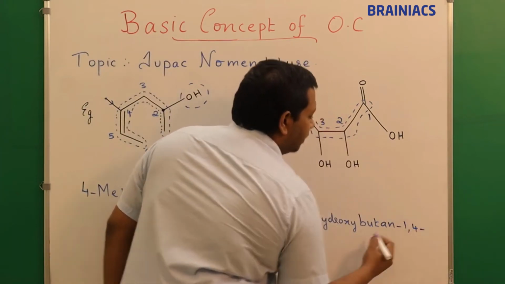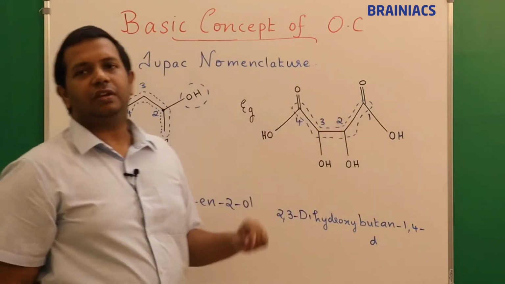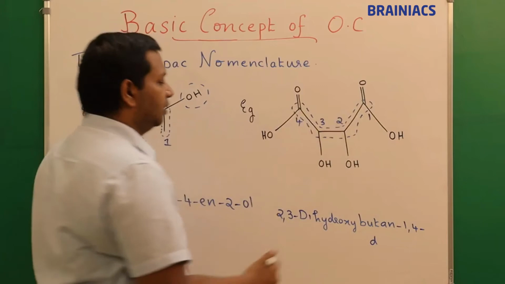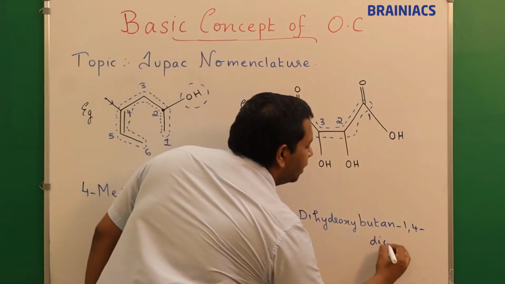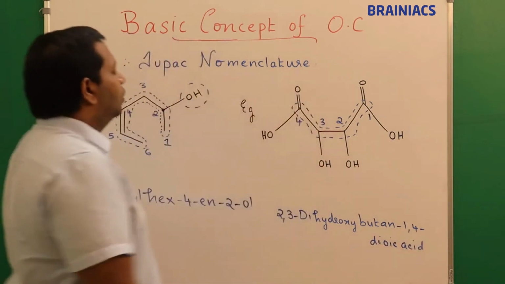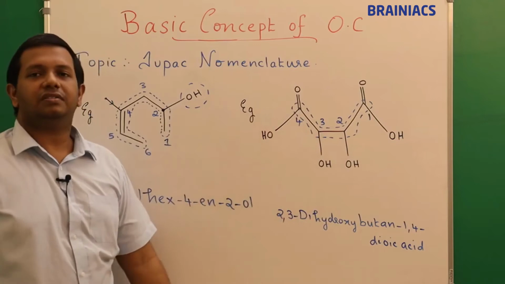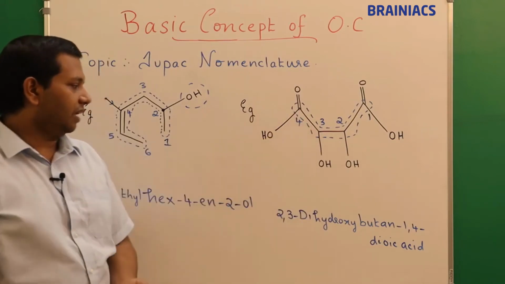Then again hyphen oic acid, but two COOH are there. So we use the term dioic acid. So it should be dioic acid. Super, right? So 2 comma 3 dihydroxy butane 1 comma 4 dioic acid is the IUPAC name of this one. Please analyze it, very easy.